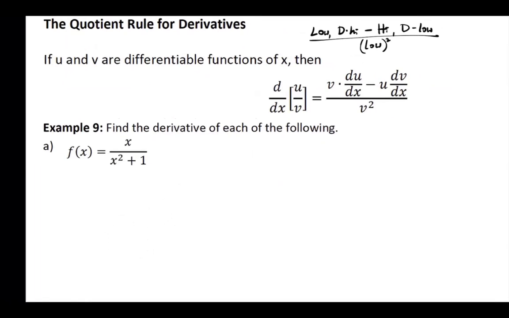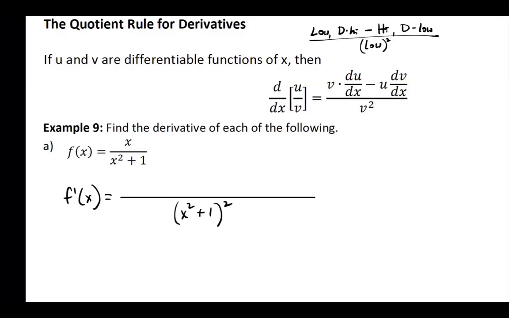So let's do a problem like this. Let's look at f prime of x. I always start with the bottom because the bottom is usually pretty simple to write out. It's just the bottom squared. Whatever's on the denominator of the original is just squared.